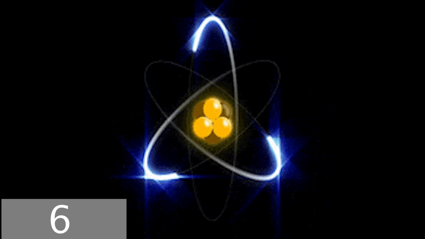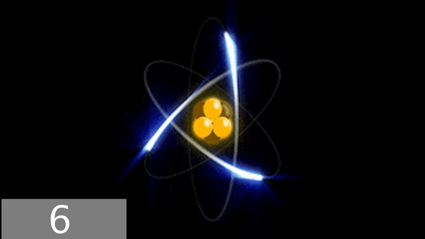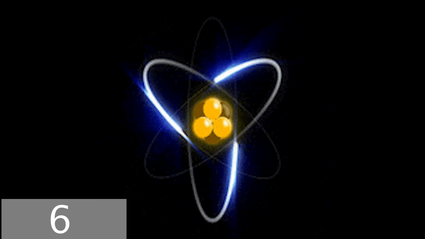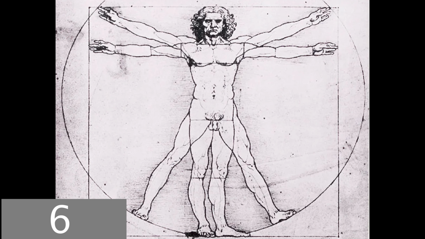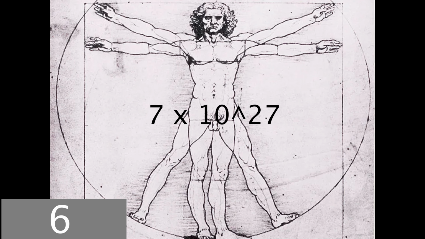There are more atoms in one human being than there are stars in the observable universe. The number of stars in the observable universe is estimated to be 1 septillion as mentioned before, but the number of atoms in one human body is around 7 octillion.